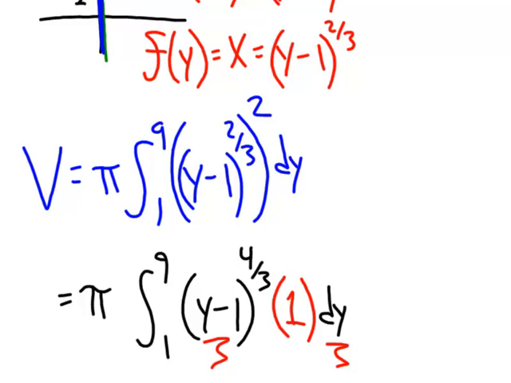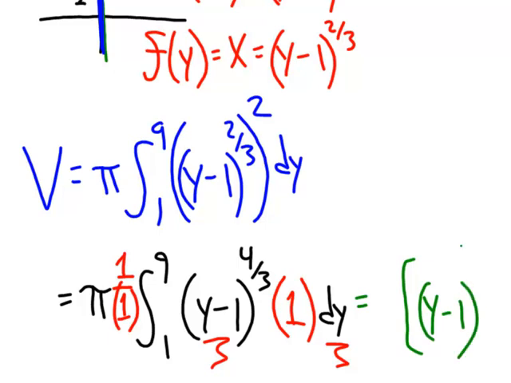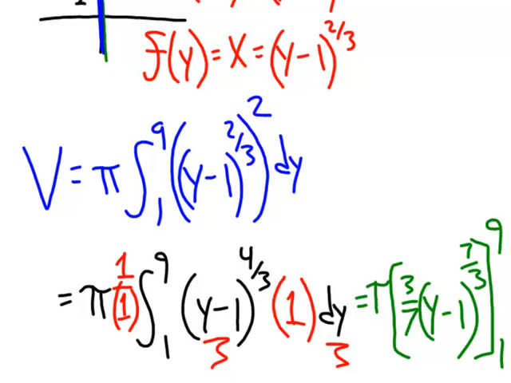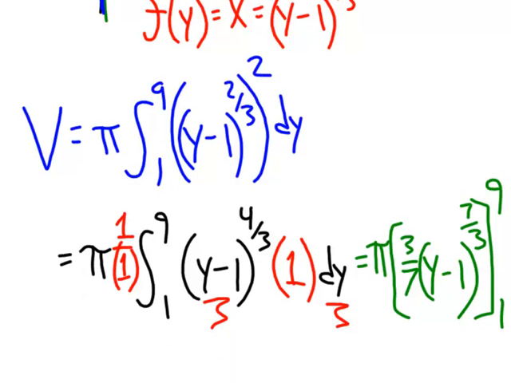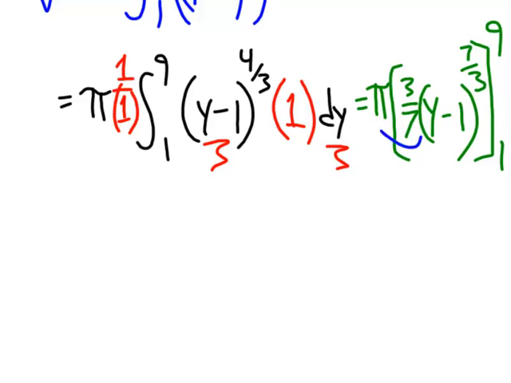Okay, well, if we wanted to be formal about it, we'll put a 1 on the outside, or a 1 over 1 if you really prefer. Either way, you antiderive that, you're going to get y minus 1. Let's see, that 4/3 is going to go up to 7/3. We'll put a 3/7 out front to balance it out. We'll evaluate that from y equals 1 to y equals 9 and multiply by pi. Okay, I'm going to take this 3/7 and bring it out with the pi. So we'll have 3 pi over 7.